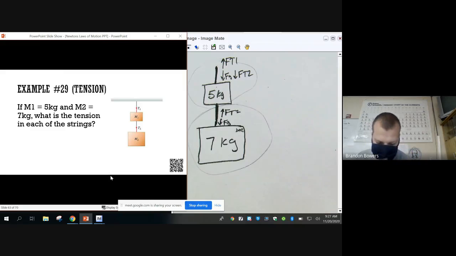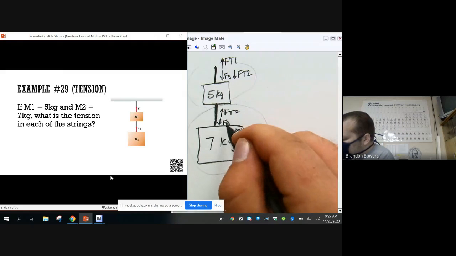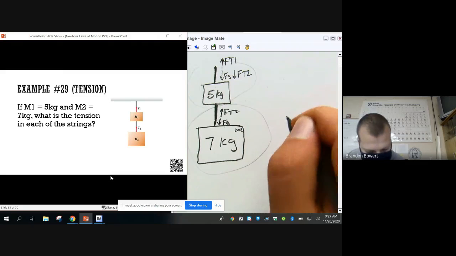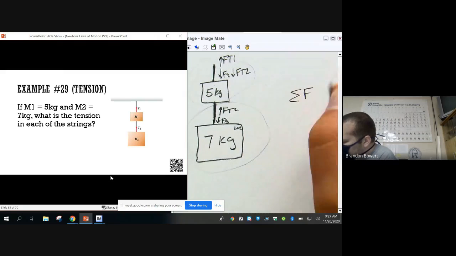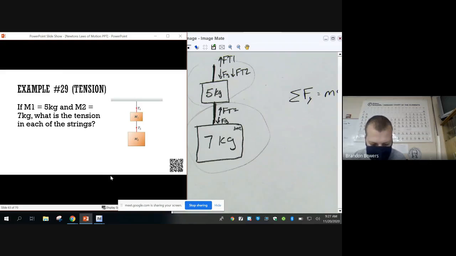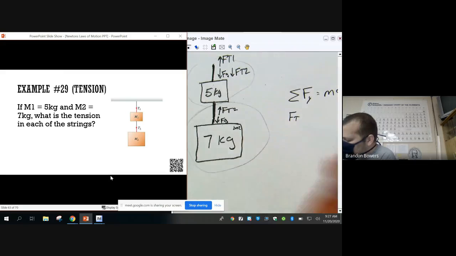So let's solve them. Which one do you want to do first? You want number 2? Okay, let's do number 2. Number 2 seems pretty straightforward. The sum of forces equals mass times acceleration. So I look at the sum of forces in the y, which is equal to mass times acceleration. I need to solve for my force of tension.